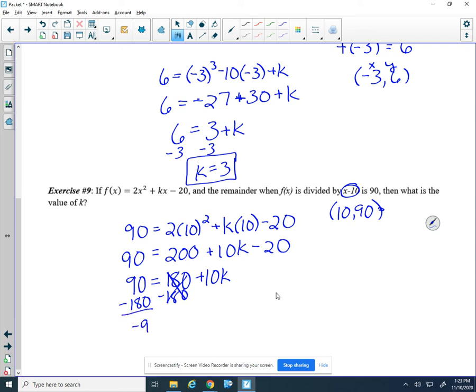And I get negative 90 equals 10k. So when we divide by 10, we get k equals negative 9.